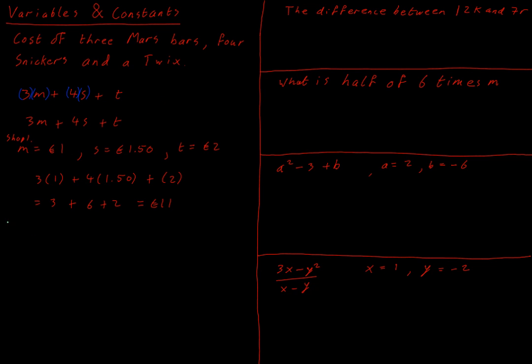But I could say that I go into a bargain shop somewhere else, and I find that my Mars bars here only cost me 50 cents. They cost me 50 cents, which would be 0.5 of a euro. My Snickers bars only cost me €1. And my Twix bars only cost me €1.